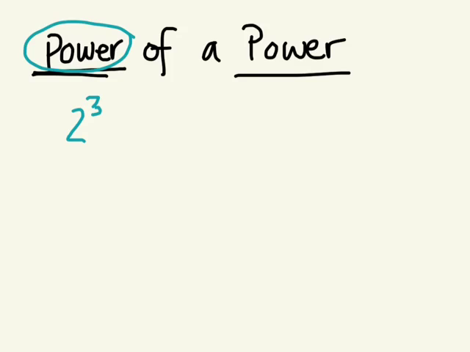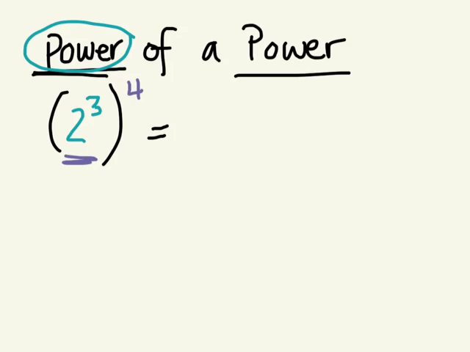Okay, so I have a power of a power. So I'm going to put all of that to the power of, let's say, 4. So how would I read this? 2 to the power of 3 to the power of 4. That's what a power of a power is, okay?